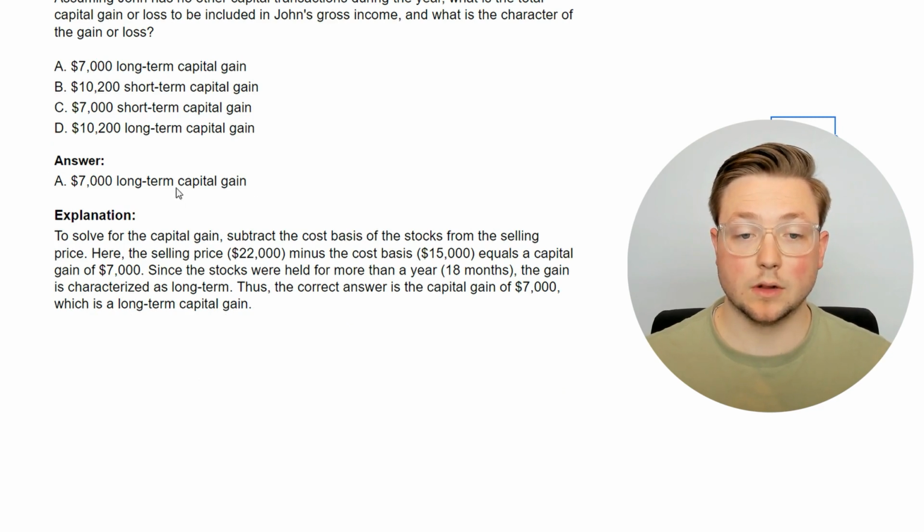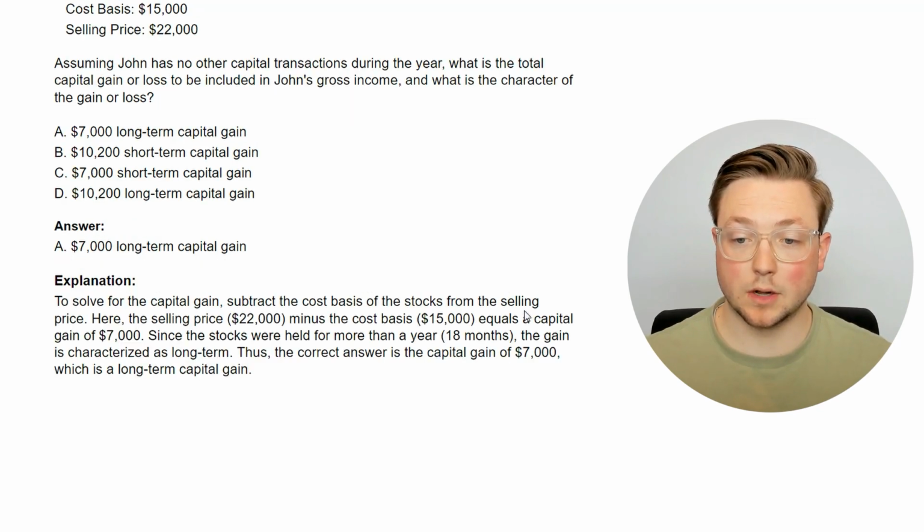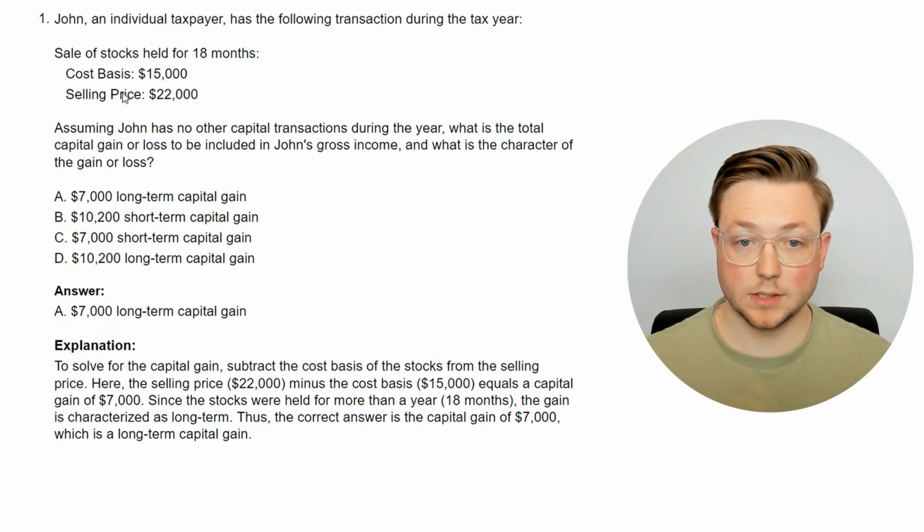So it would be a $7,000 long-term capital gain. So let's learn about that. To get the capital gain, we subtract the cost basis from the stocks from the selling price. So we subtract the $15,000 from the $22,000, and that gives us $7,000. And since the stocks were held for more than 1 year, 18 months, the gain is characterized as long-term. So $7,000 long-term capital gain.